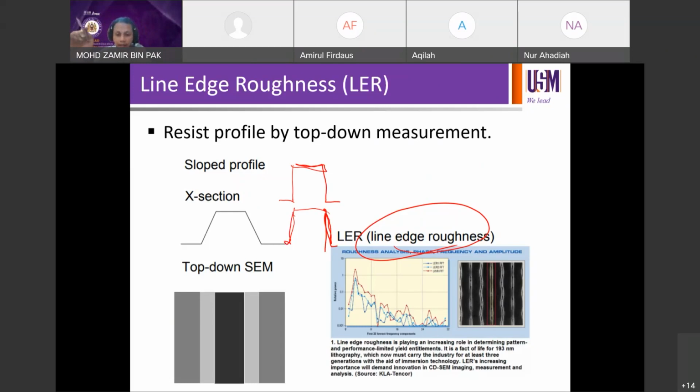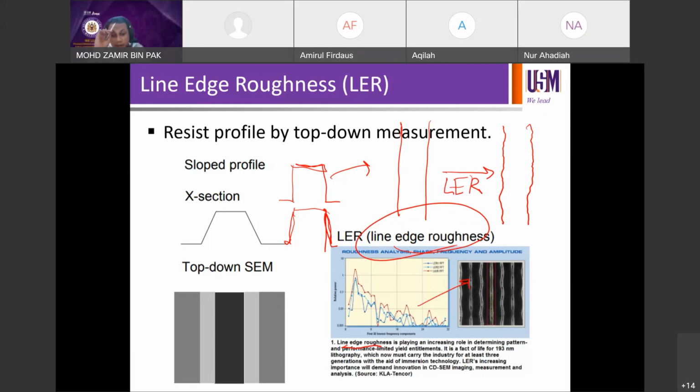Okay, LER is an issue where you can see roughness on the lines that are printed. Kalau you tengok top view, this line, you're supposed to get like that. Top view, atas wafer, dari atas wafer. If you have LER, you're going to have some roughness. Ini bukan cross section regions dia, ni dari atas top view. Top view, you're going to see some roughness on the edge. Okay, so just like that. So this is the issue.